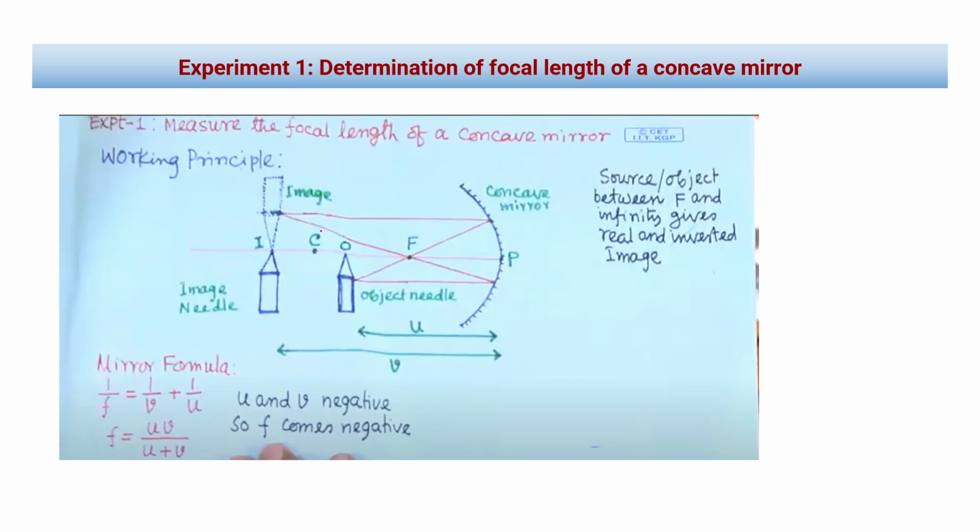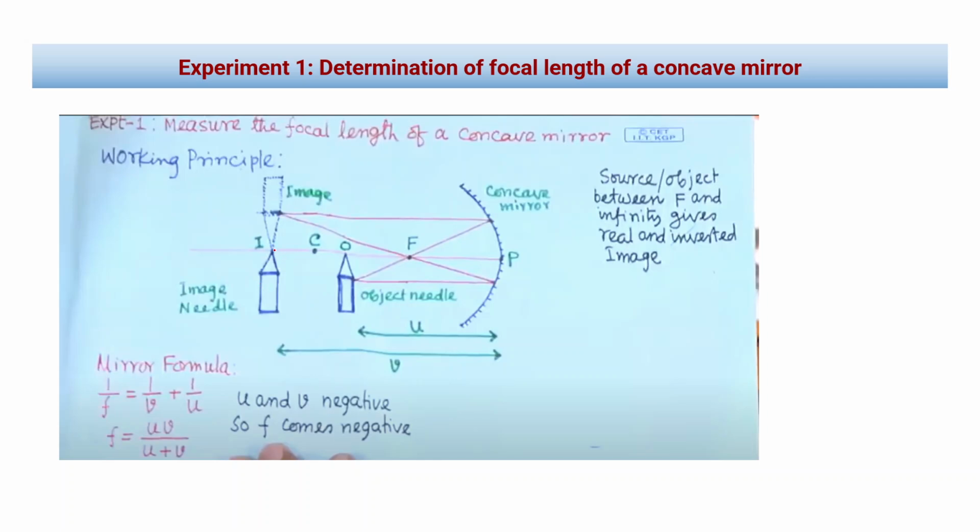let's keep our object between the radius of curvature and the focus. We had discussed there are several cases, and one of the cases was when the object is kept between the radius of curvature and focus, the image will be formed beyond the radius of curvature. The image will be formed here, and that image is real, it's inverted, and we can get it on a screen also.